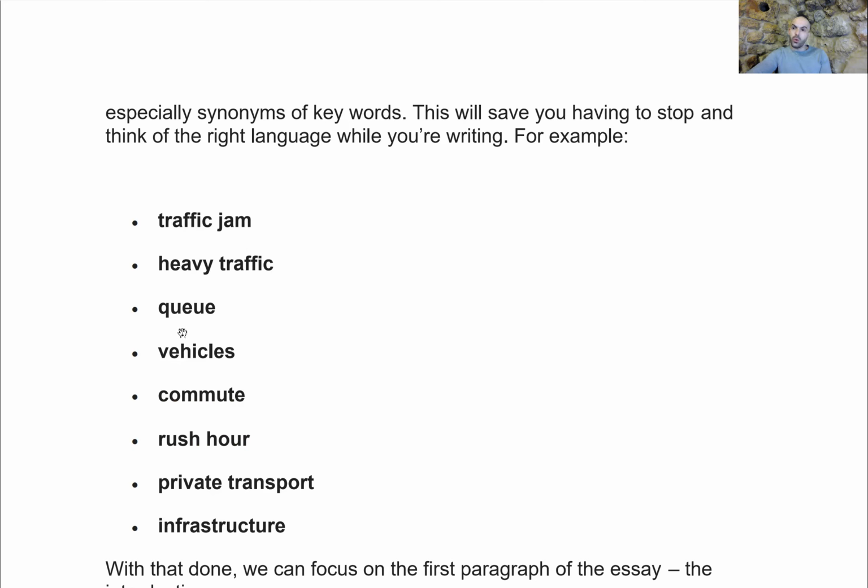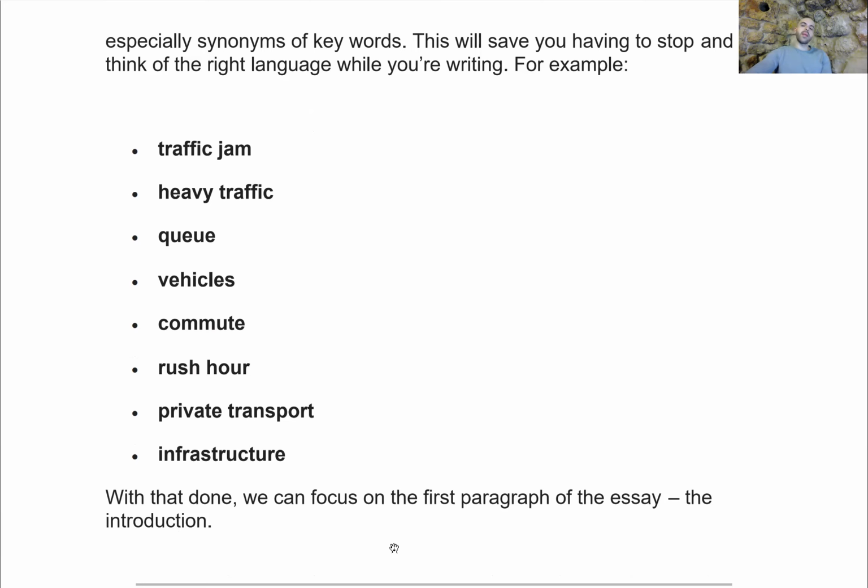You can use the word queue. You might need this word. Vehicles, instead of saying cars all the time, you can use vehicles. Commute, which is traveling to work every day. That means commute. When you travel to work every day, that means commuting. Rush hour, private transport, infrastructure. So with that done, we can focus on the first paragraph of the essay, which is the introduction.